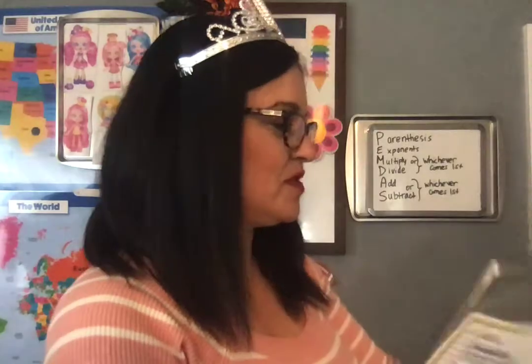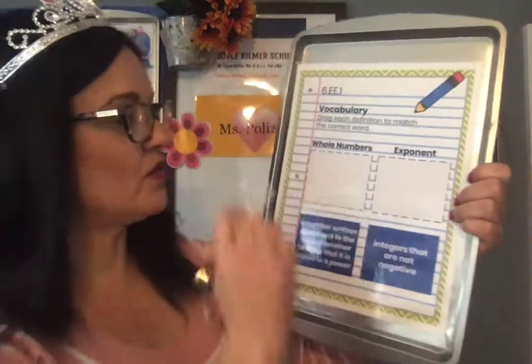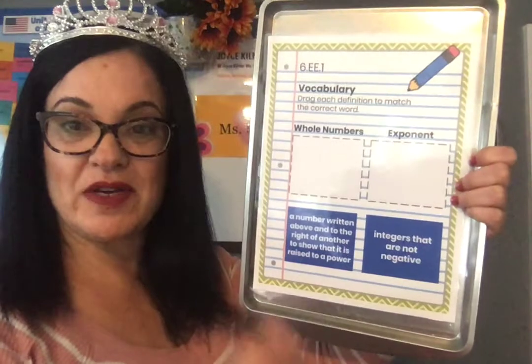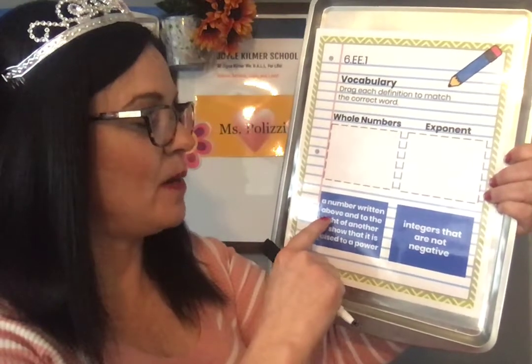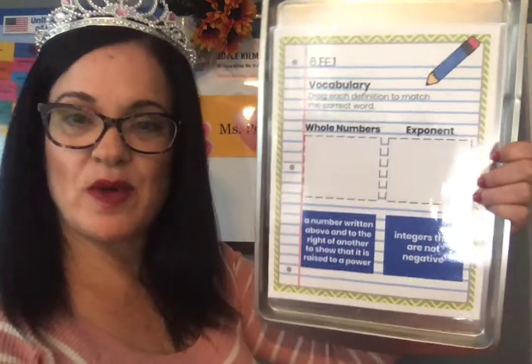Today we are going to look at day 5. I'm going to go through a few of the problems with you so that you can complete the assignment on your own. On the first page, let's go over some vocabulary. You're going to look at the definitions for whole numbers, which are integers that are not negative. So go ahead and drag and drop. And exponents, which is a number written above and to the right of another to show that it is raised to a power. So go ahead and drag and drop that one.